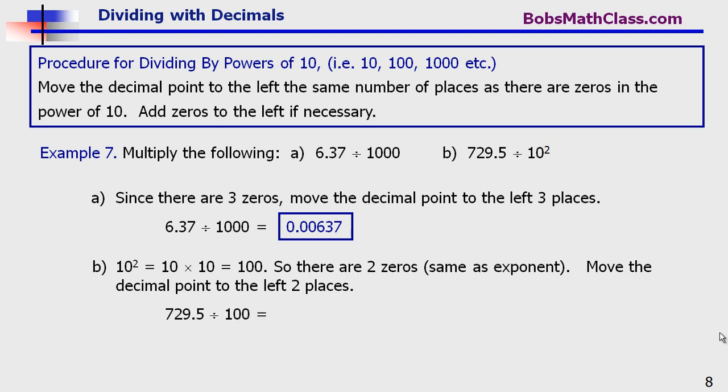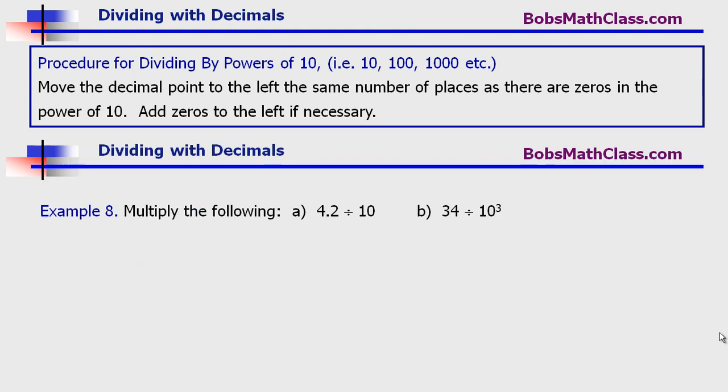So 729.5 divided by 100. Just move the decimal point to the left 2 places from where it is right now. If you move it over 2 places to the left, that will make it between the 7 and the 2. 7.295. That's it, we're all done. See, so go back up to the first one. In A, 6.37, we had to move it over 3 places, but we needed a couple zeros in front of that to do that.